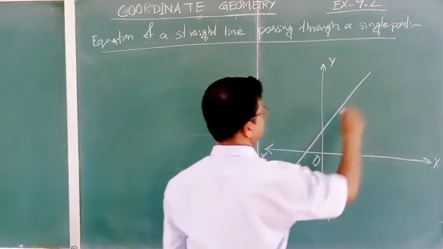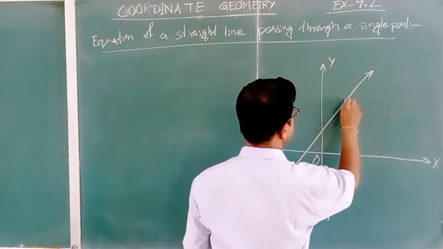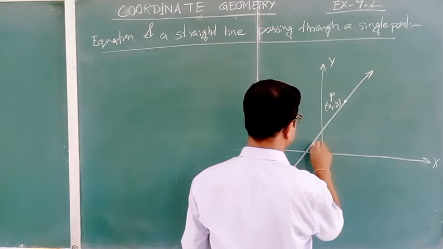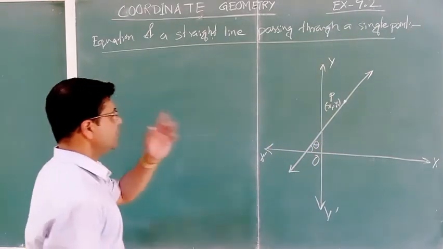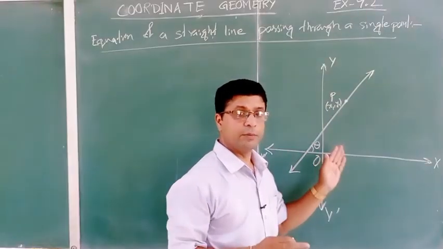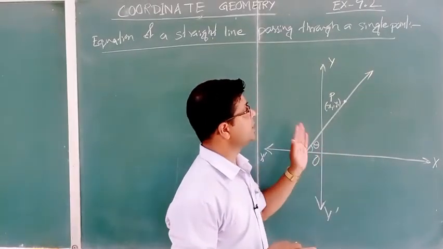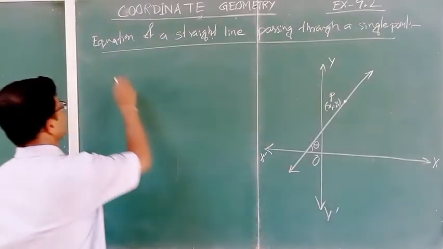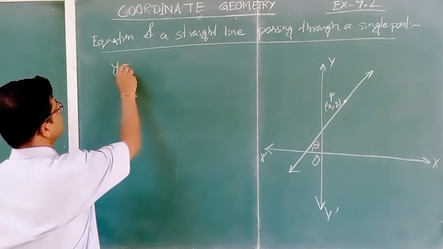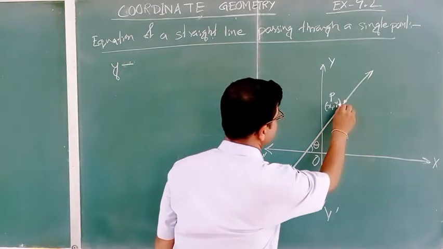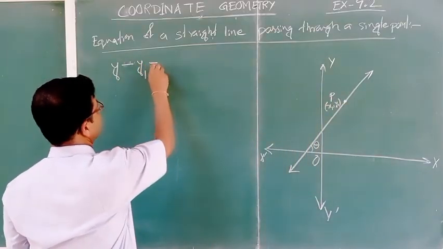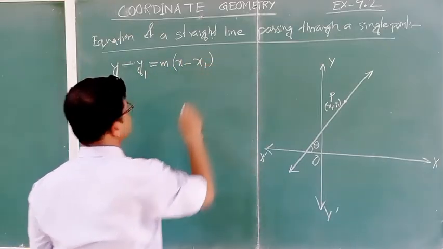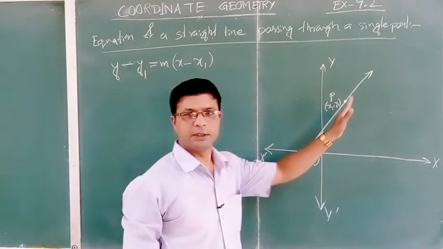Now suppose this is the straight line, it passes through a single point. Suppose this point is P, its coordinates are x1 y1, and this is the inclination. Here I am not going to prove all the equations of the different forms of straight line, I am just writing the formulation. The equation is given by y minus y1 is equal to m, the slope or the gradient, into x minus x1. This is the equation of the straight line which passes through a single point.